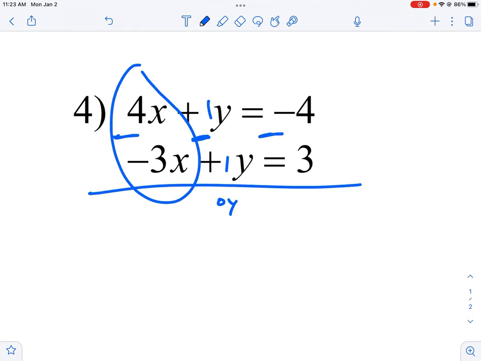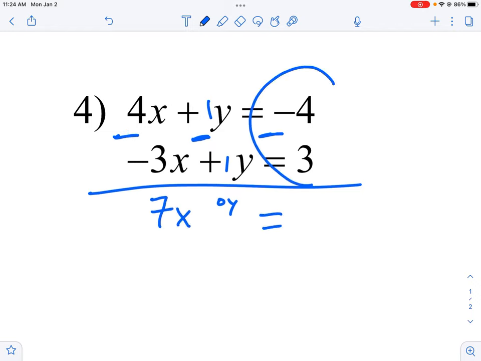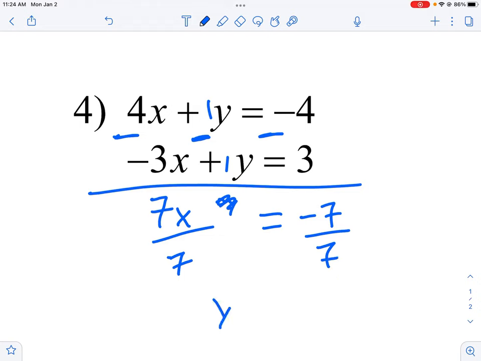So 4 minus negative 3. Be very careful with your signs. Use a calculator if you need to. Remember, minus a negative is the same thing as add a positive. So that's going to turn into 7x. And on the right side, negative 4 minus 3 is getting more negative. It's going to make it negative 7. So I got this equation here, 7x equals negative 7. I can finish solving just by dividing by 7. And I got x is negative 1.